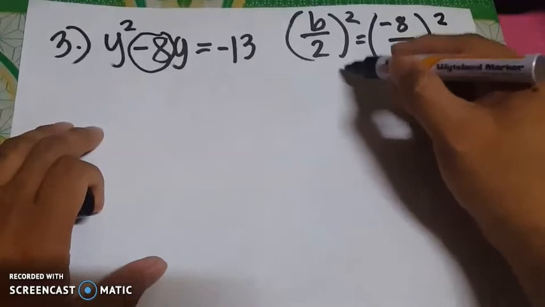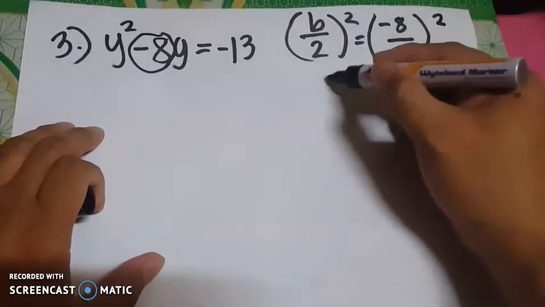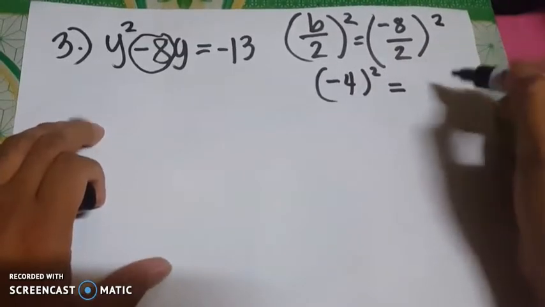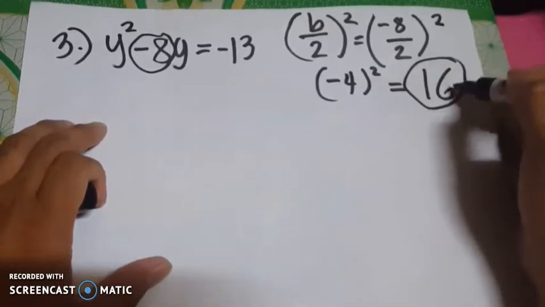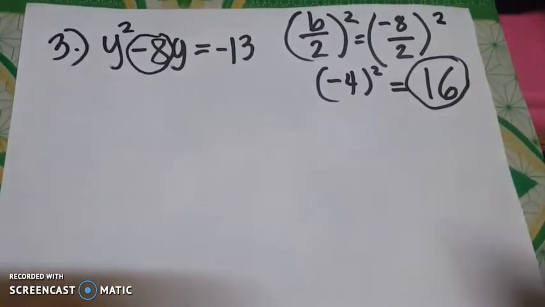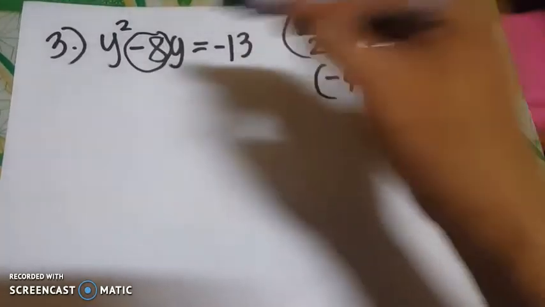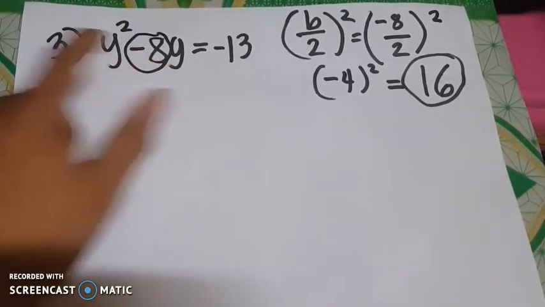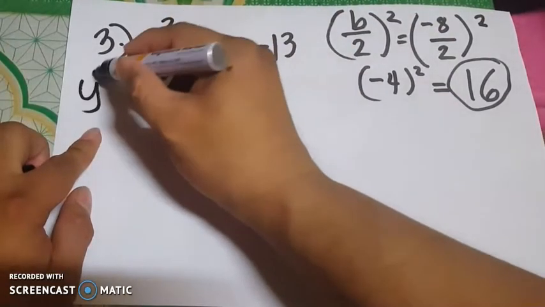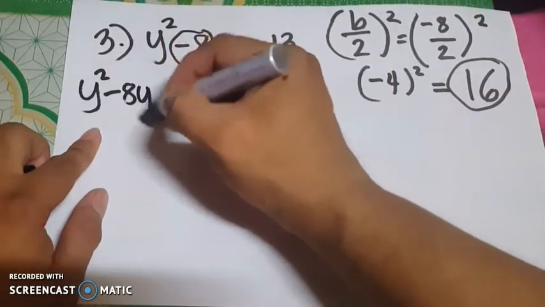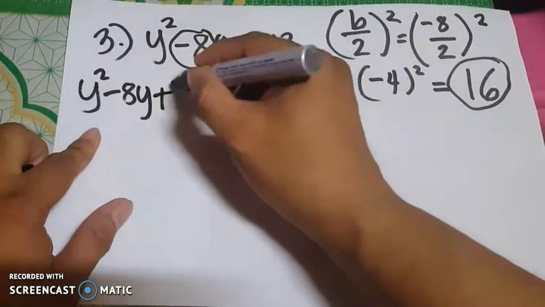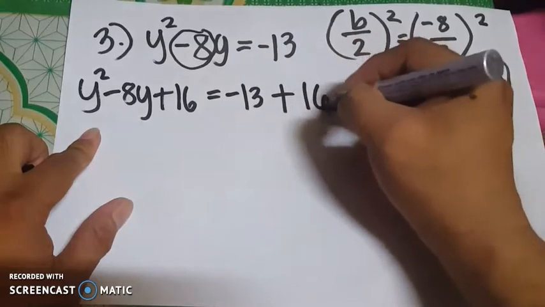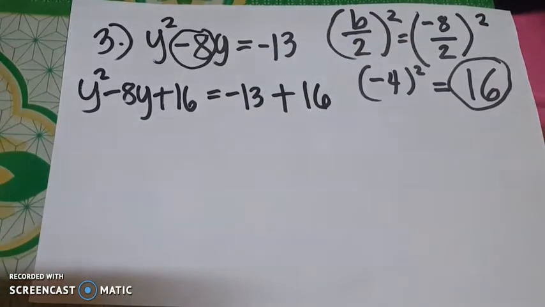Then, simplify it. We do have negative 8 divided by 2 is negative 4. Quantity squared, which is equal to negative 4 times negative 4, we do have 16. So that 16 is the number to be added on both sides of the equation to make this left side, again, a perfect square trinomial. So, let's do it. So, y squared minus 8y plus 16 is equal to negative 13 plus 16. So, that is what will happen.